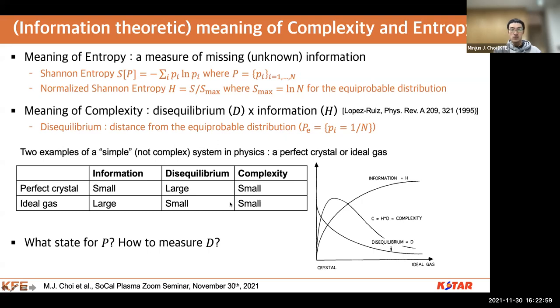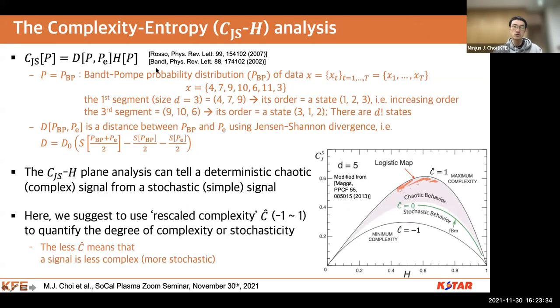So to get a small complexity for these two known simple systems, he suggests taking the product of these two terms, like this. This was shown to be useful to distinguish complex and simple systems. But the question is what states can we define for this probability distribution, and how to measure this disequilibrium? And Rosso suggested the following probability distribution and disequilibrium in this work.